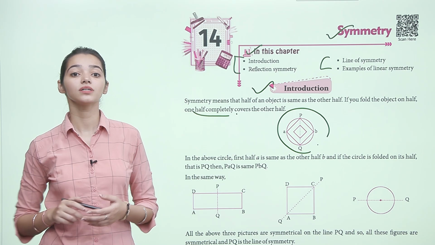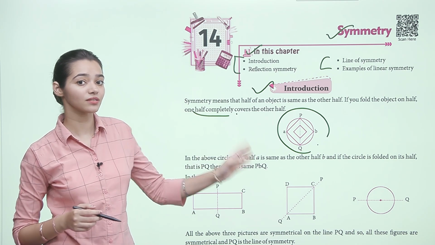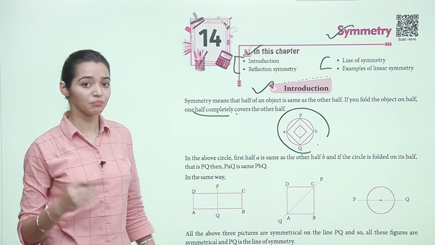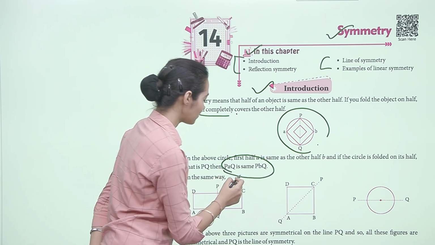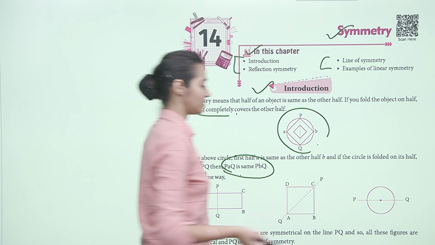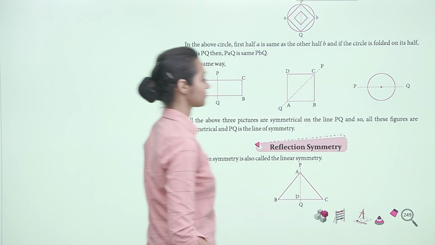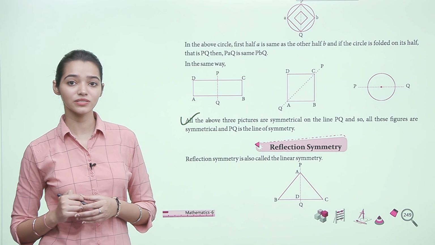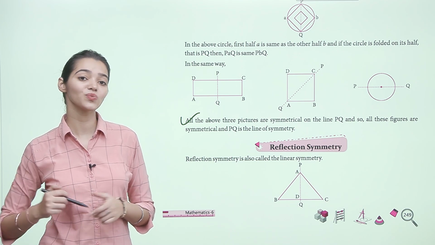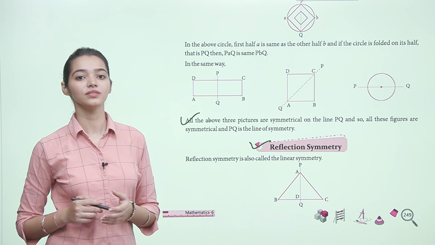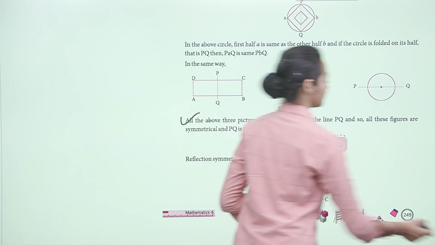Now in the above circle, first half A is same as the other half B. So if the circle is folded in half, then PEQ is same as PBQ. In the same way, these figures are also symmetrical. All the above three figures are symmetrical, so the line PQ, and PQ is what? The line of symmetry. Now reflection symmetry. Reflection symmetry is called linear symmetry.